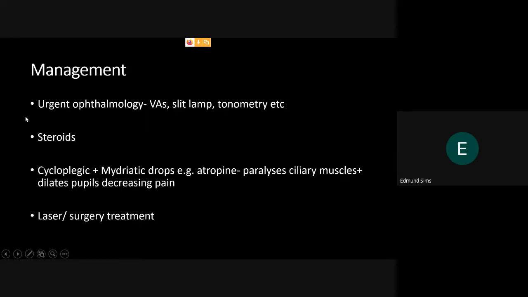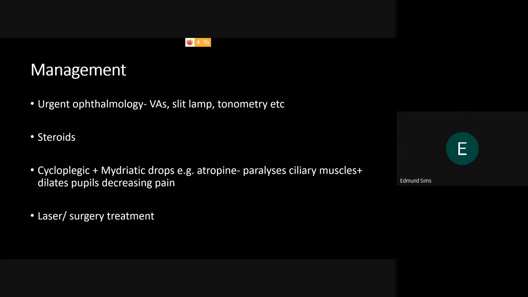Management, you need urgent ophthalmology referral. You need visual acuities, slit lamp, tonometry, probably steroids. A lot of the pain from uveitis comes from the ciliary muscle contraction and the pupil constriction. So if you dilate the pupil, you can reduce the pain quite a bit. And as is the case in a lot of ophthalmology, you can always shoot a laser at it.